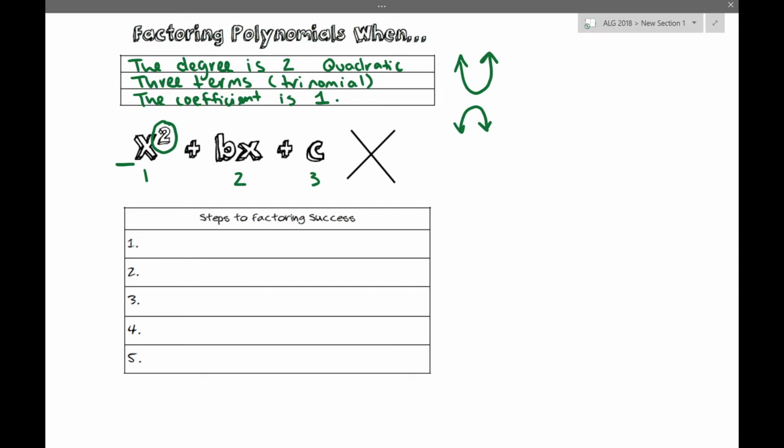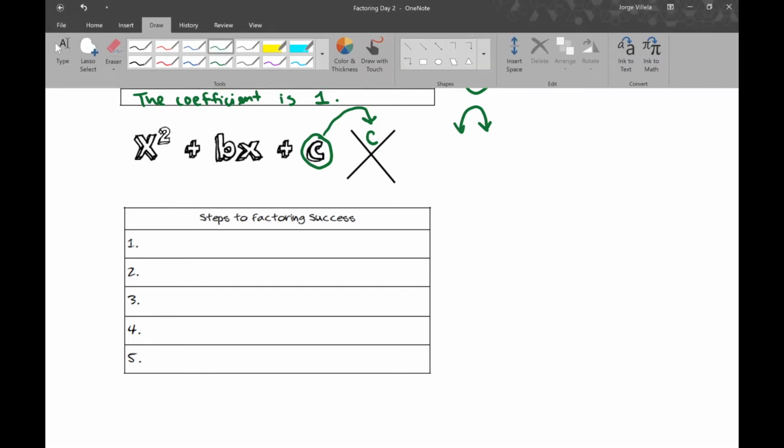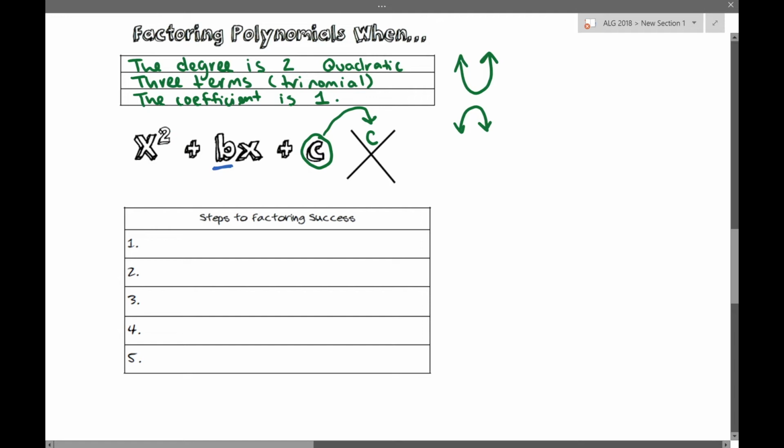Let me explain how this method works. It's called the x method. We've talked about it already. All we do is we take this last number, whichever number that is, and we place it at the top. So c will always go to the top. The b, which is this one right here, will always go at the bottom. So the b always goes to the bottom.